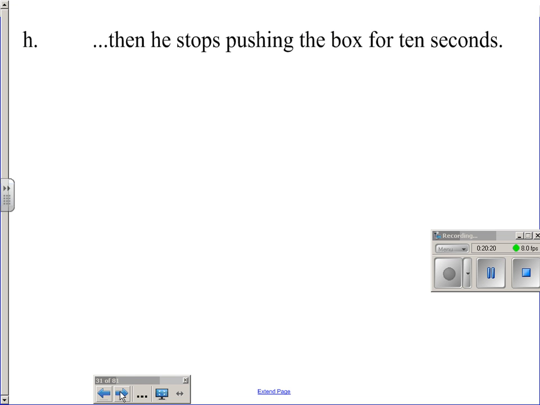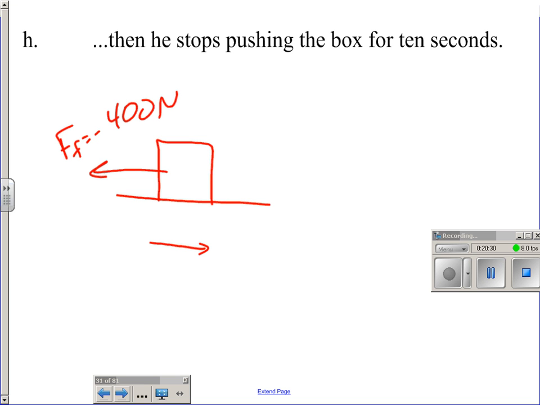If he completely stops pushing the box, what's going to happen is this. The box is moving this way. Friction doesn't want it to move, so friction pushes backwards with negative 400 newtons. And there is no force of Roy. The box is still moving forwards because he had pushed it at some velocity. I don't know what it is, something a little less than 2 meters a second. Maybe 1.5 meters a second. But it's going to keep moving that way, and then friction is going to cause it to slow down.